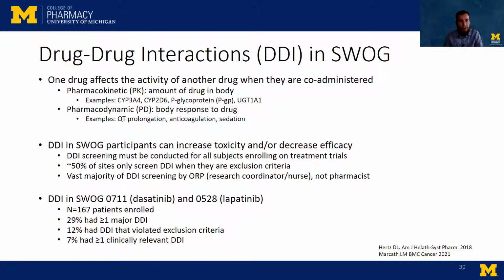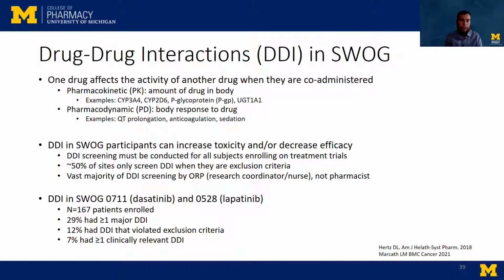We found that about 50% of sites only screen drug interactions that are stated as exclusion criteria. So anything else in there about use with caution or should be further considered is essentially ignored. And the vast majority of the screening is actually occurring by the oncology research professionals, those are research coordinators or nurses, and not the pharmacists that are available at some institutions.